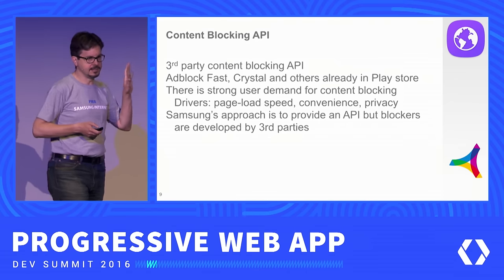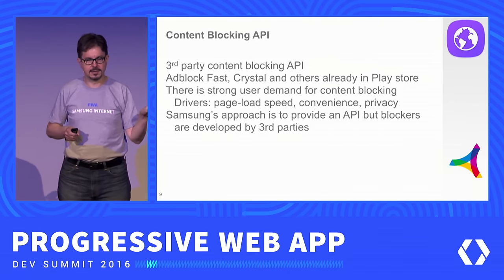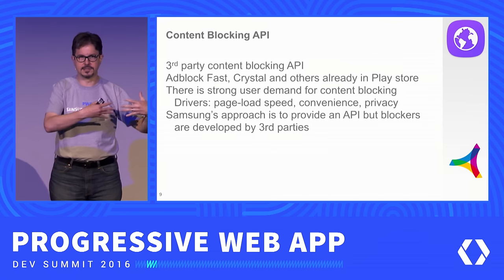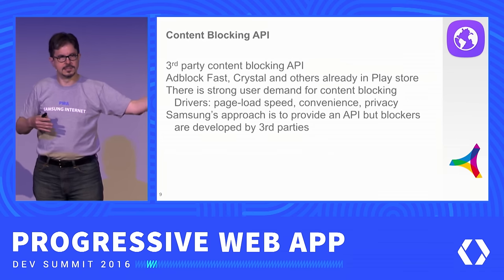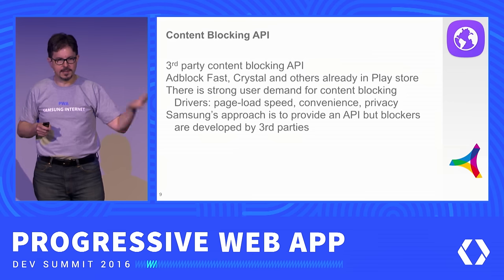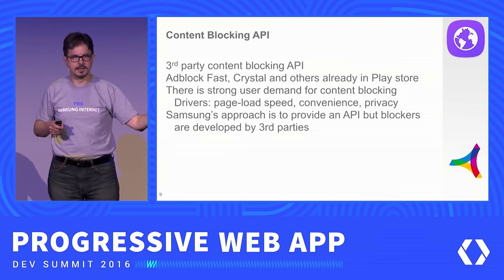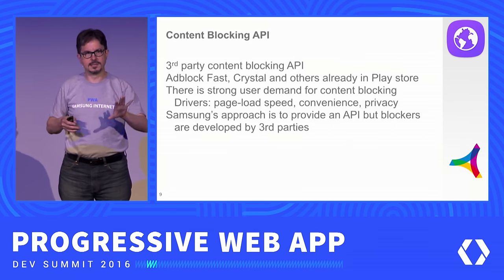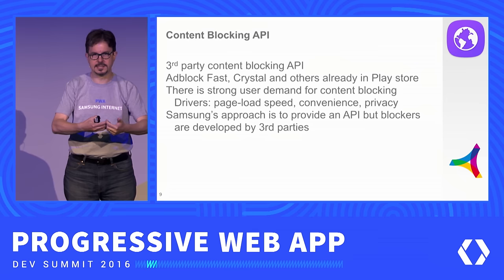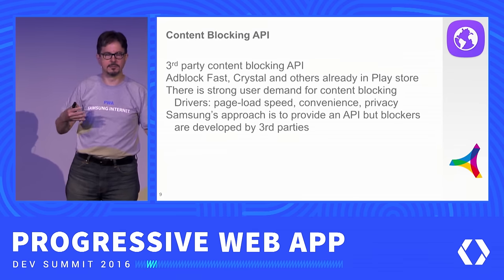Right, so I just want to cover the content blocking API. This is a third-party API that allows third parties to build content blockers. So we have AdBlock Fast and Crystal, which are already in the Play Store, and you can download those and install them separately. We developed this because there's a strong user demand for content blocking applications like this, and it's quite controversial. But I think part of the reasoning here is to help users protect their privacy and their personal data. Because really, when you're talking about content blockers, you're talking about tracking blockers mostly these days. So Samsung's approach to this is to build an API, but to allow the third-party developer community to build these blockers.